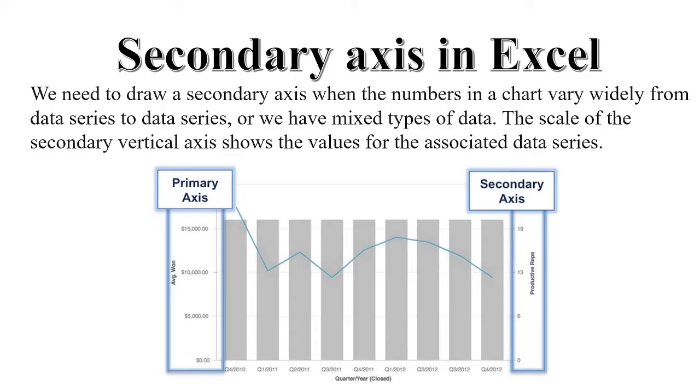Now we will see how to add a secondary axis in Microsoft Excel. This is one of the most important tools available in Microsoft Excel. We need to draw a secondary axis when the numbers in a chart vary widely from data series to data series, or we have mixed types of data like price and volume. Plot one or more data series on the secondary vertical axis. The scale of the secondary vertical axis shows the values for the associated data series.